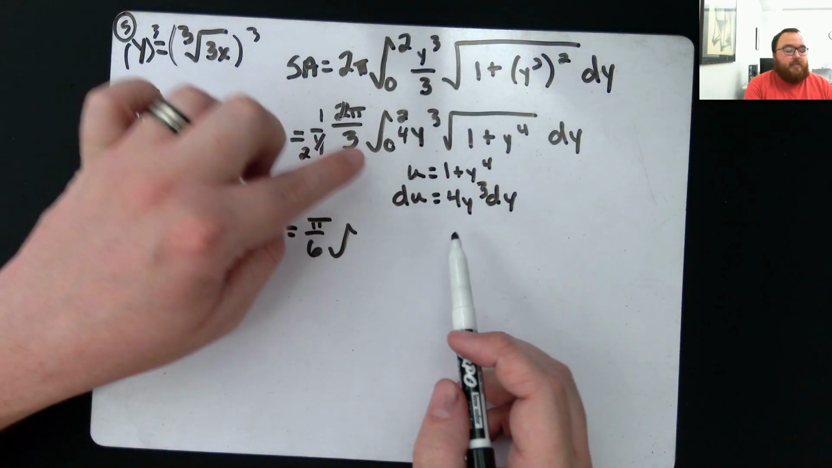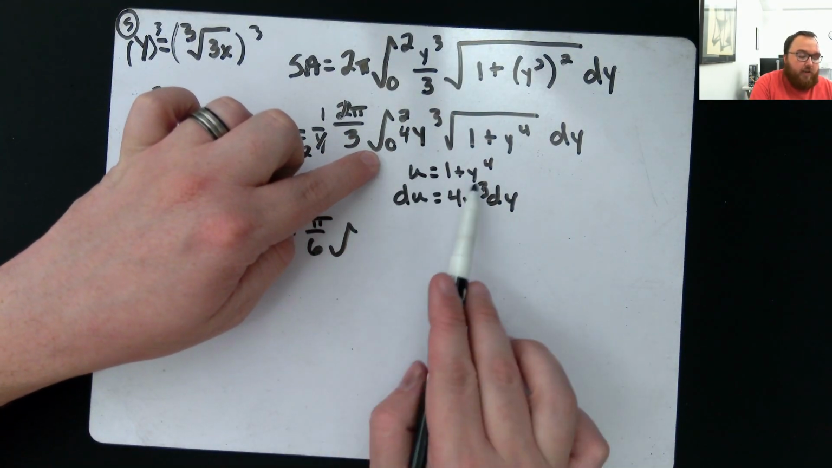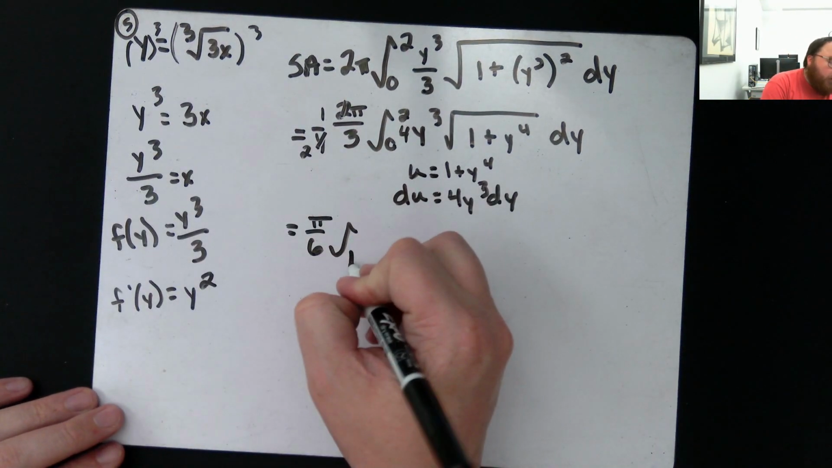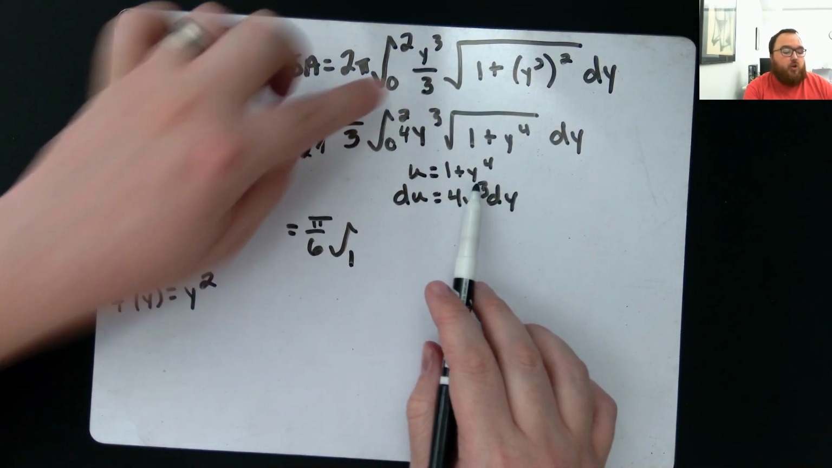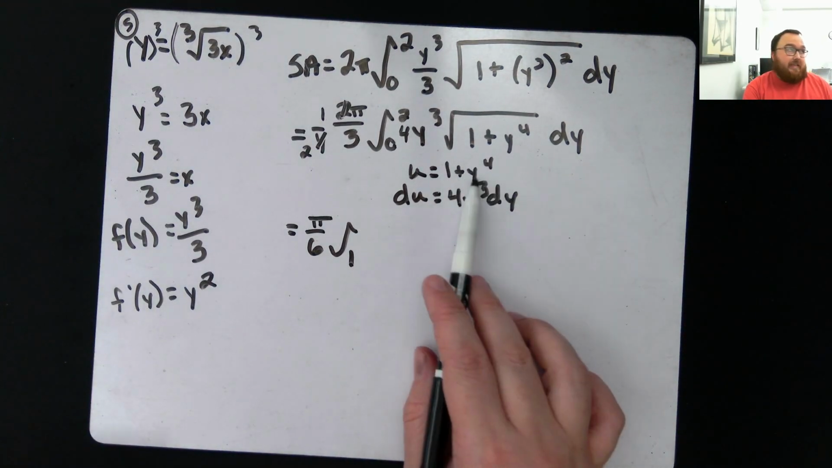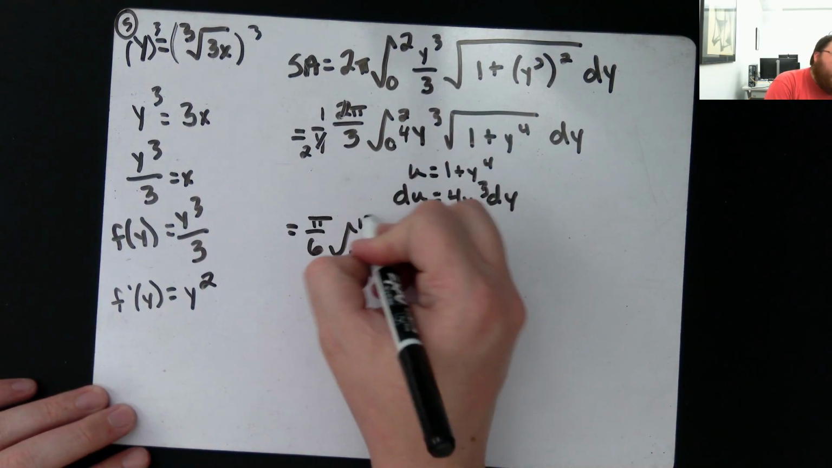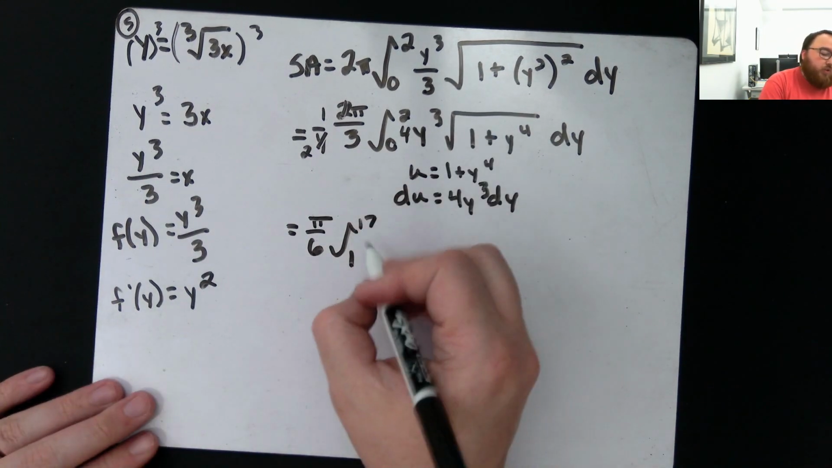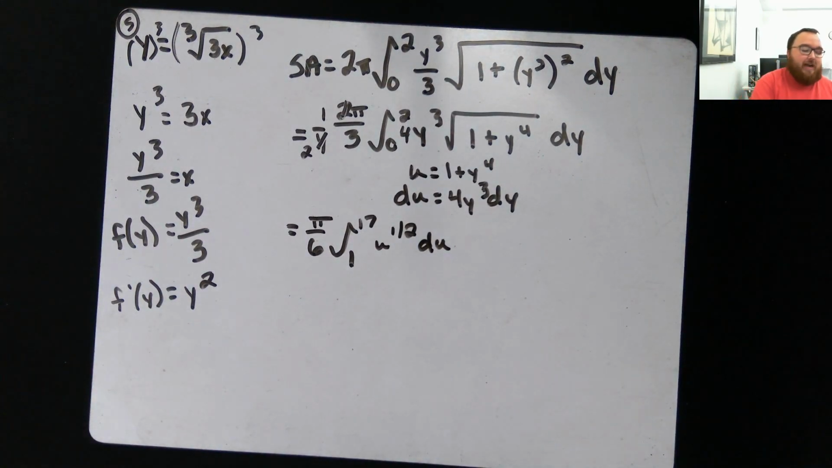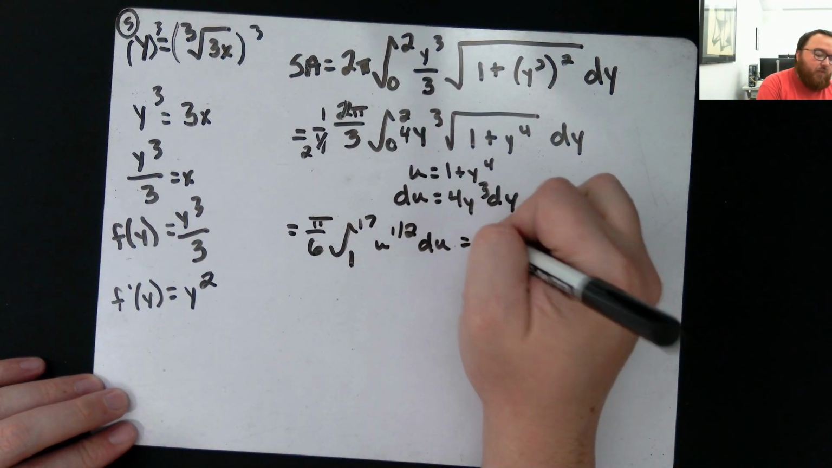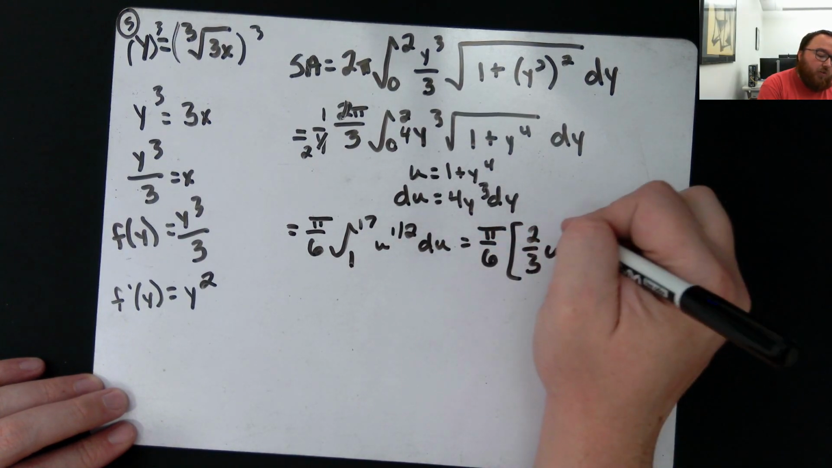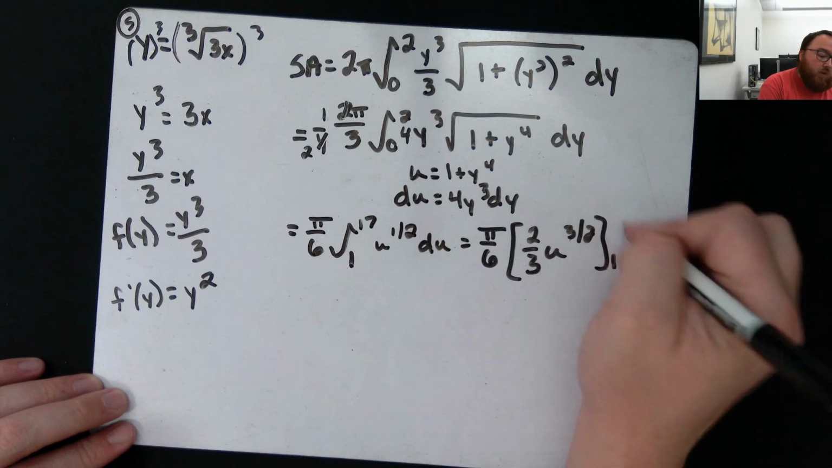Integral, plug 0 in here, and my new bound is 1 plus 0, which is 1. Plug in a 2, 1 plus 2 to the 4th. 2 to the 4th is 16. 16 plus 1 is 17. Square root of u is just u to the 1/2. As we have now seen many times, the antiderivative of u to the 1/2 is 2/3 u to the 3/2 from 1 to 17.